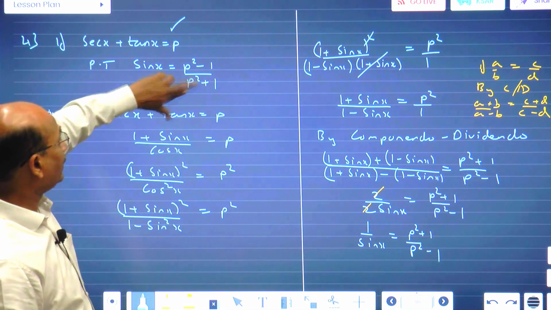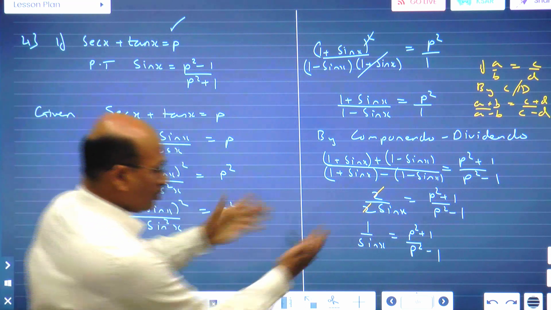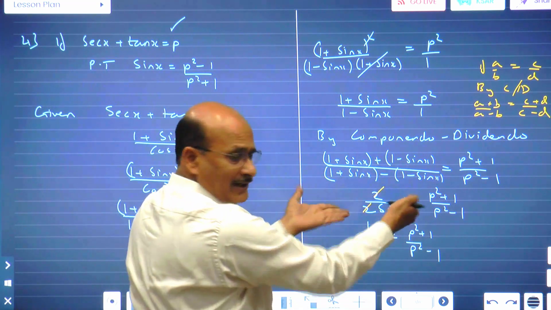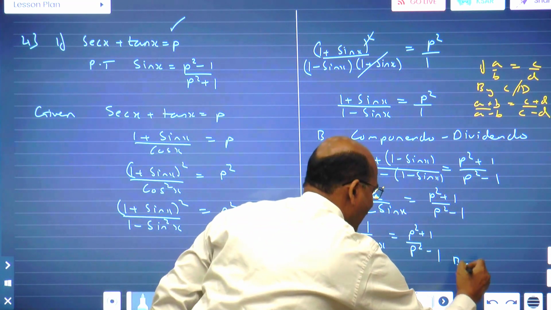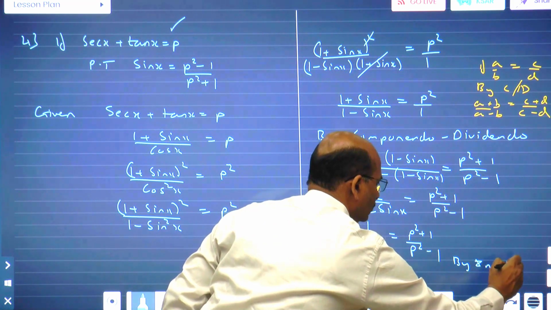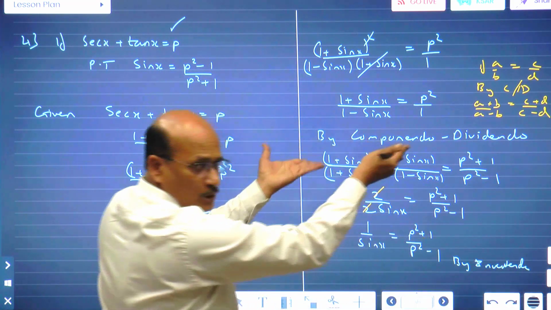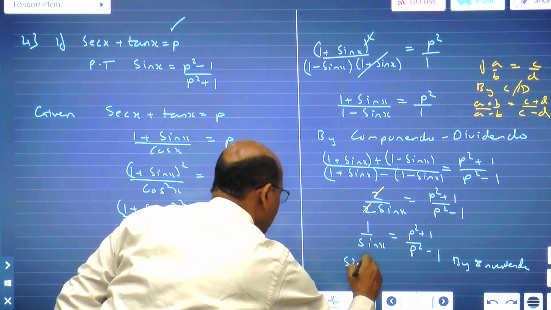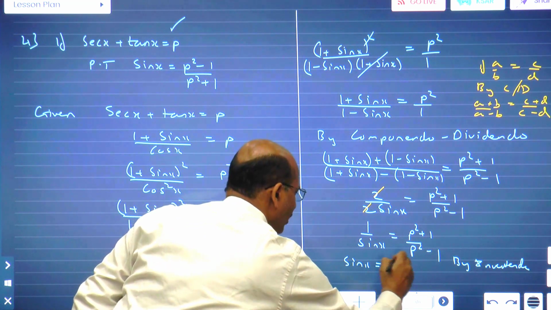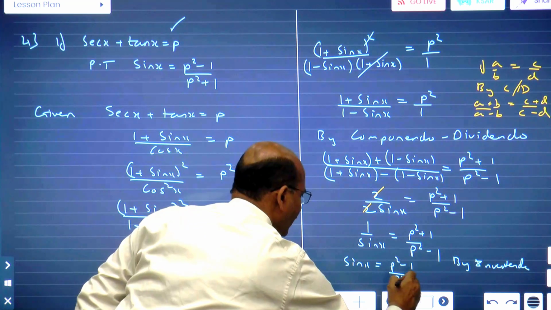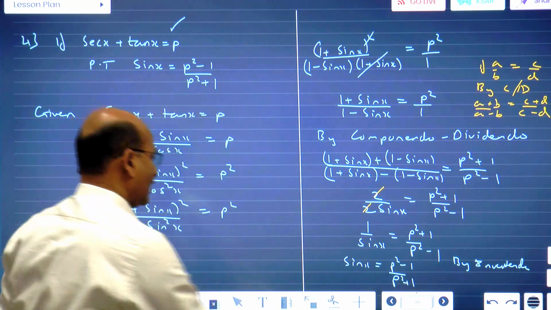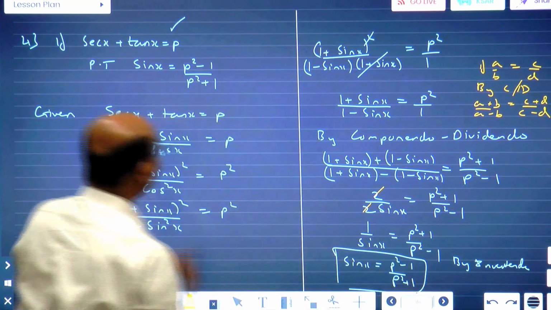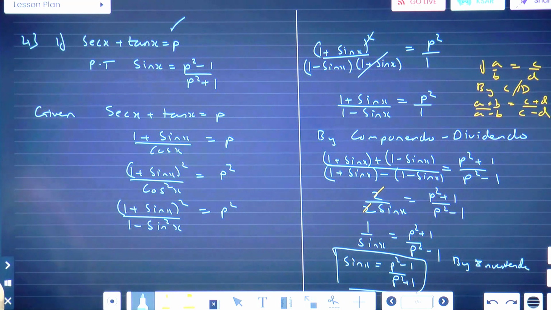But as I want the reverse, can you do the reciprocal on both the sides? So you can say by invertendo, which means reciprocal, that is sin x upon 1 is equal to p square minus 1 upon p square plus 1. So that's what they are asking us, that's what is proved.